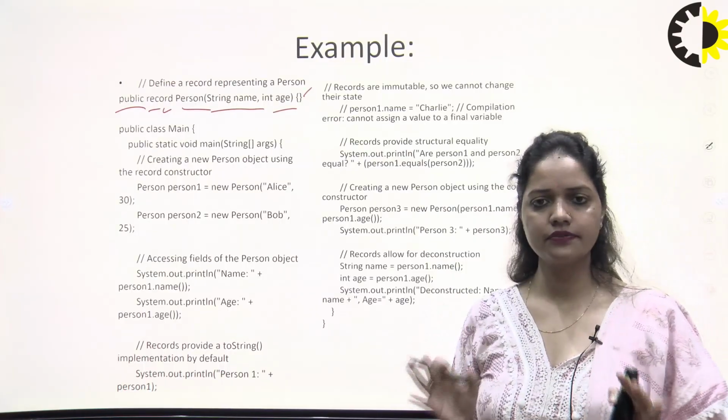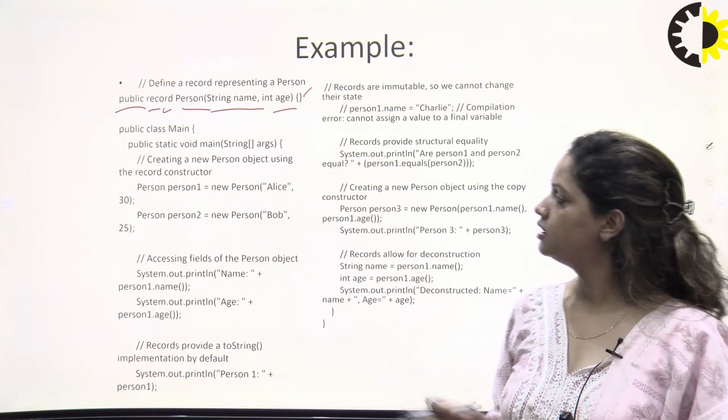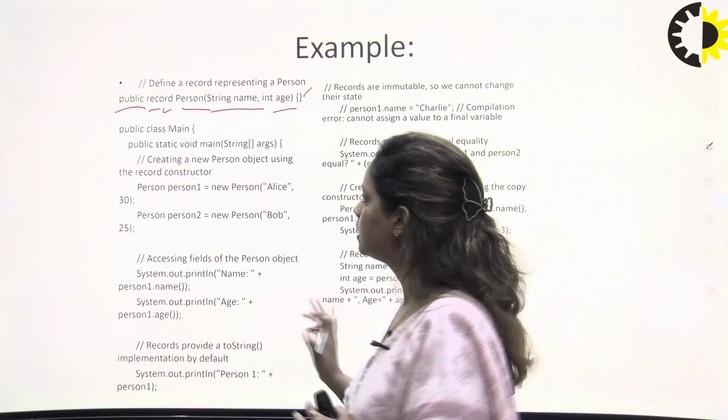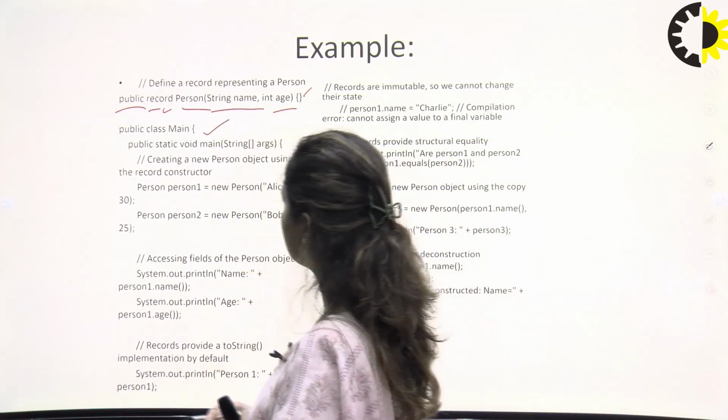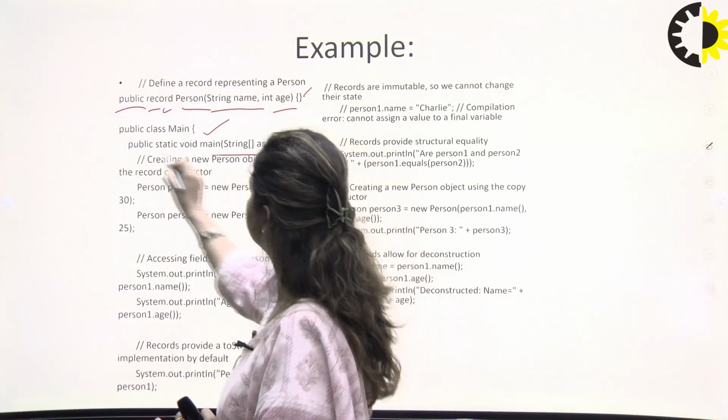Just now we have created a record outer structure. So what is inside that particular record? Now after that, we are creating our main method class, and then a main method will be declared inside it.